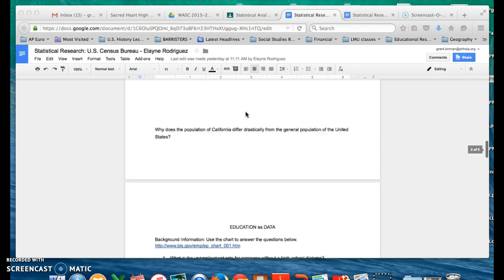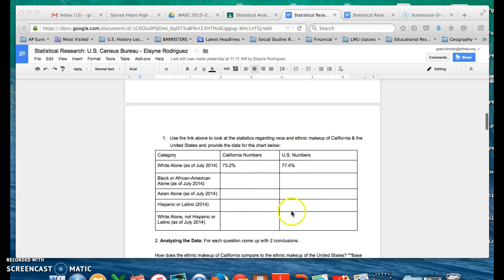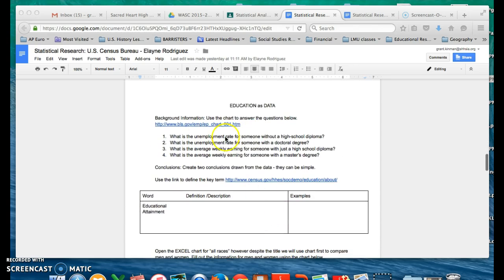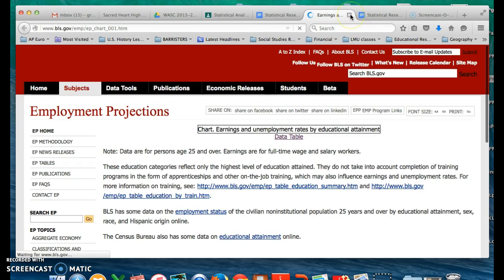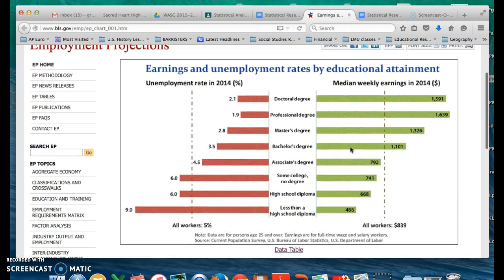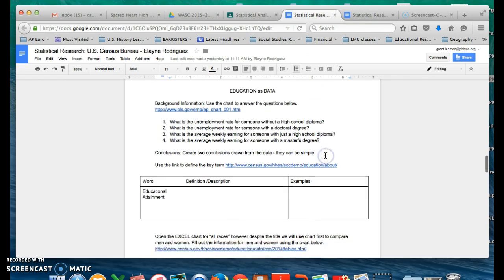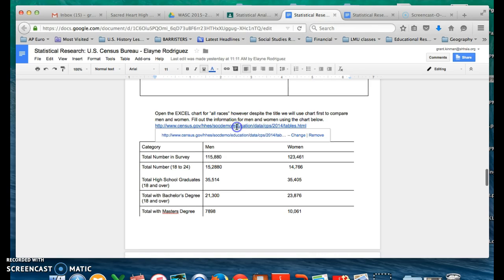Number 1, go back and make sure you've finished all this. So Miss Rodriguez has done a great job, but she's missed a few things here. Miss Rodriguez, make sure you go back and update this information. So have all of that answered, including our education on data, which is actually, if you open this link, just the exact warm-up that we did on Tuesday. So put the answers in there, and then let's move on to the part that we focused on in class.